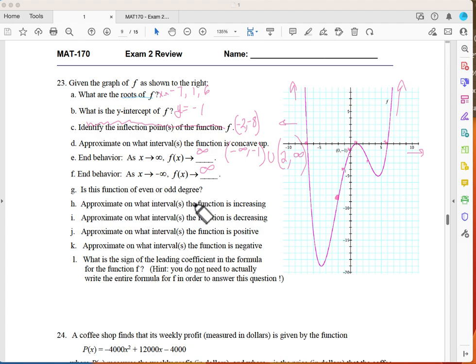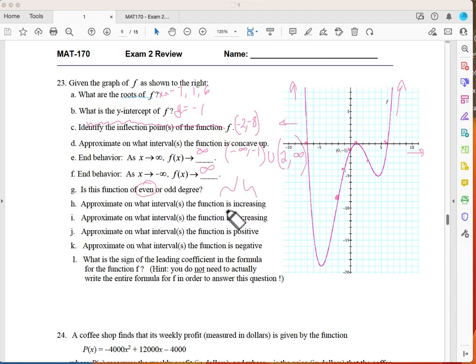Is this function even or odd degree? Well, when they both go in the same direction, it has to be even. An odd degree goes something like that, or something like this. So they go in opposite directions for the end behavior.